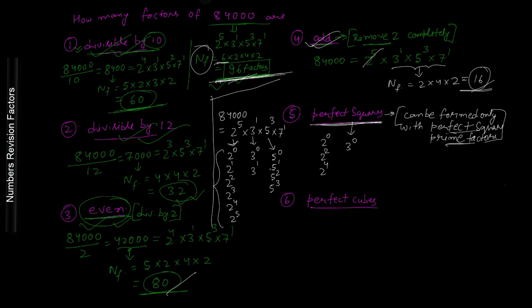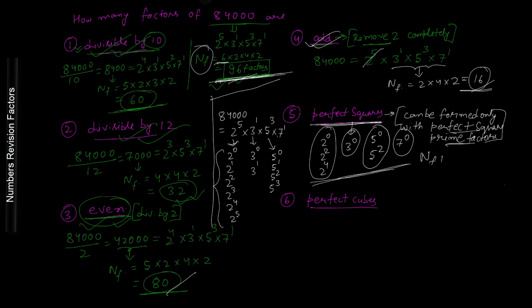Only those which have even powers. What are the ones which have even powers? 5 raised to 0 and 5 raised to 2. Right? And for 7, we have only 7 raised to 0. Now their combinations from these prime factors, whatever combinations we create from here, will give us perfect squares. Count those possibilities.